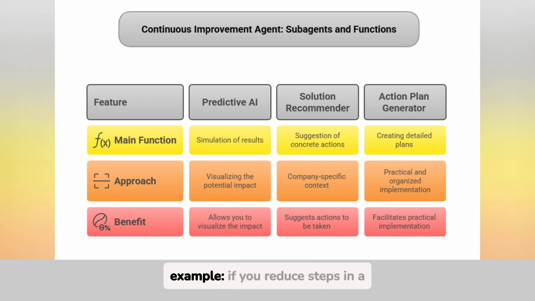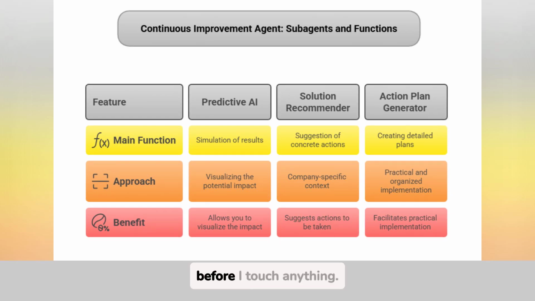For example, if you reduce steps in a process, it predicts whether that improves time without increasing errors. It even evaluates indirect impacts, such as how it would affect customer satisfaction or the internal team. So I can see the future before I touch anything. It's like having a crystal ball, but with Excel inside.